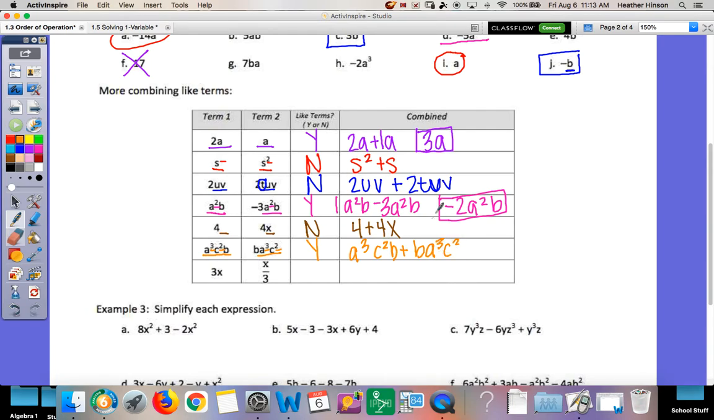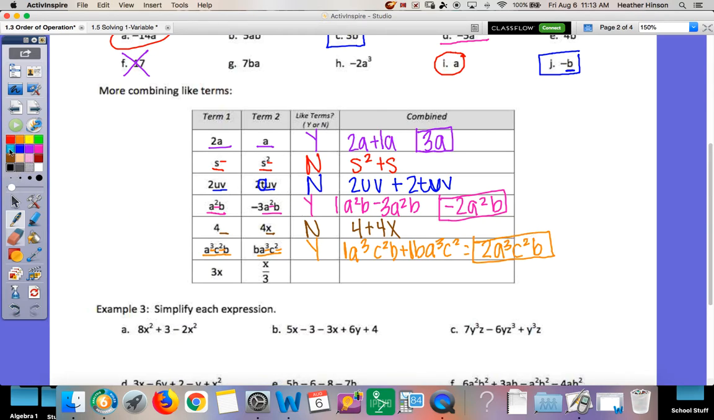So then we just combine them up. Add the number in front. Remember, it's an understood 1. So 1 plus 1 is 2. And just bring your variables. I'm just going to go with the first one, the a cubed c squared b. Doesn't matter what order you put them in. If you want to pick the second one, that's fine. I just prefer the first one.